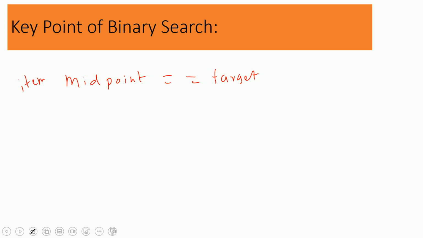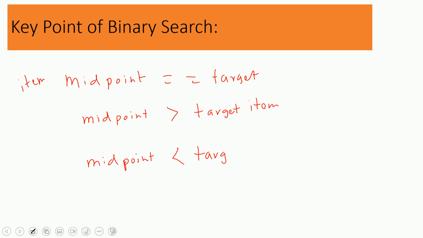But if this is false, what happens then is that the midpoint item can be greater than the target item or target value, whatever you say. If our midpoint is greater than our target item, we're going to do something. On the other hand, if our midpoint is less than the target item, we are going to do something.